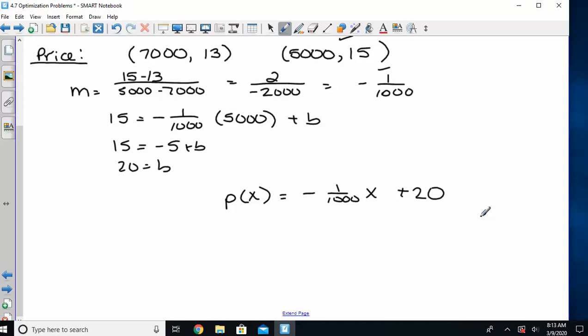What am I trying to maximize or minimize on this one? Maximize profit. So profit is revenue minus cost. I have my cost, but I don't have my revenue equation yet. So we need to find that first.